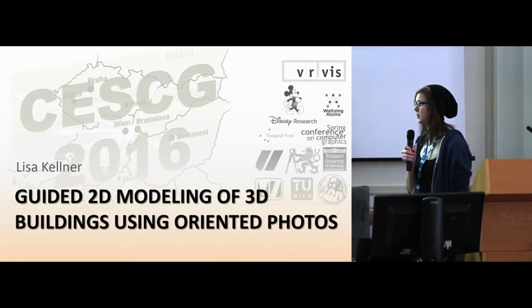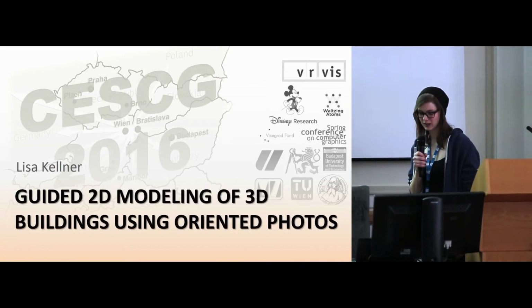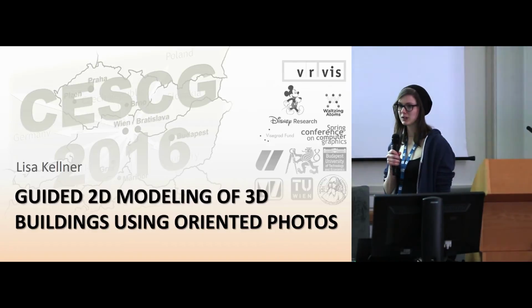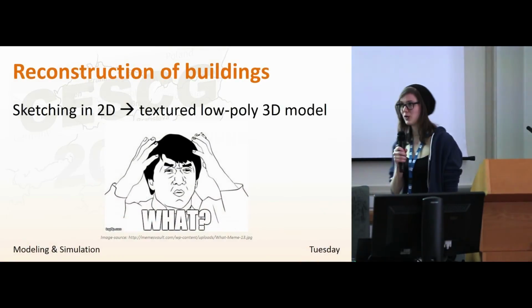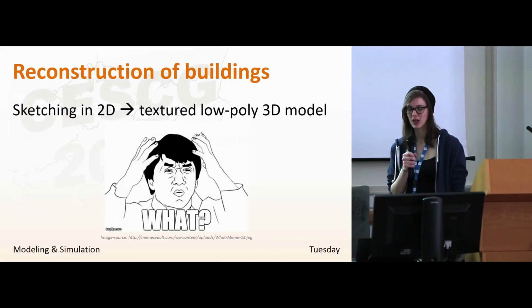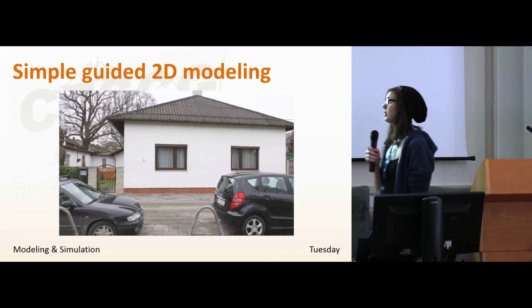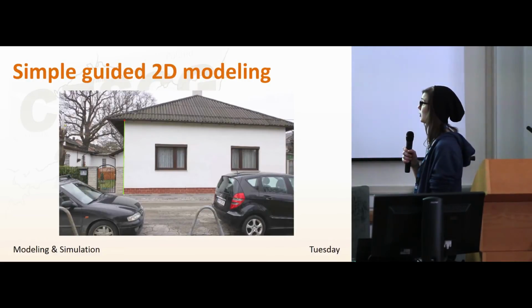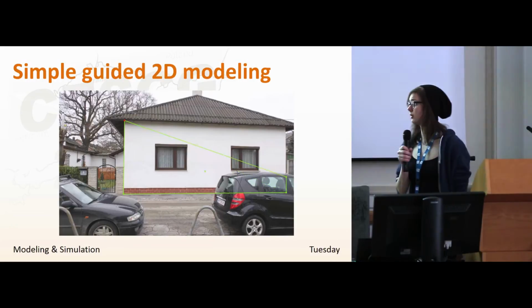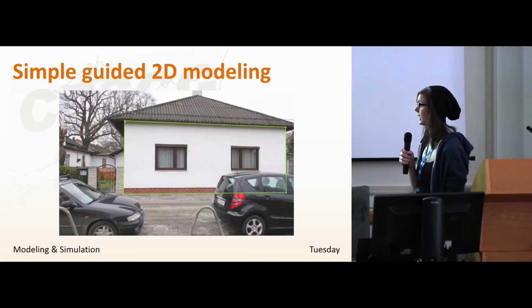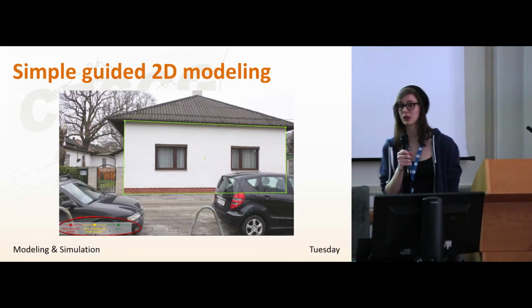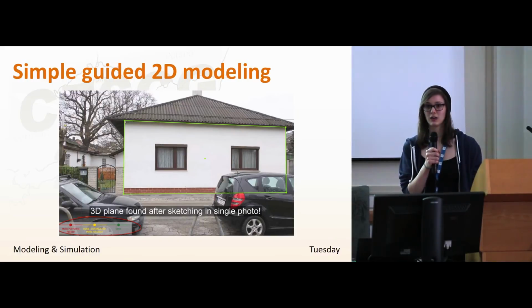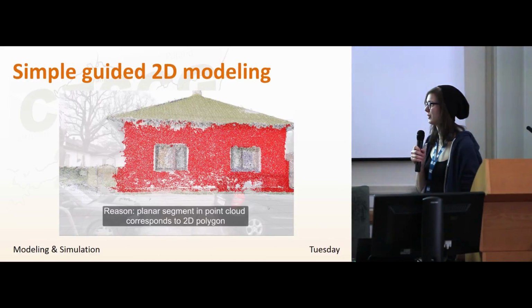I'm Lisa from VRVis Research Center, and I'm presenting guided 2D modeling of 3D buildings. In our approach, we use sketching in 2D, which finally results in a 3D model. As you can see in the video, you're directly sketching in the photos, and on the left bottom you have a guidance indicator which tells you if you're already done, and this all happens in combination with a point cloud.